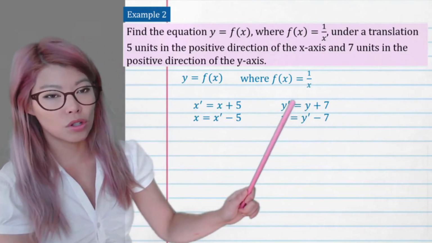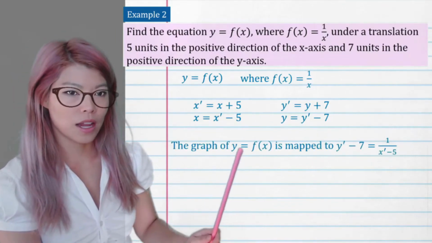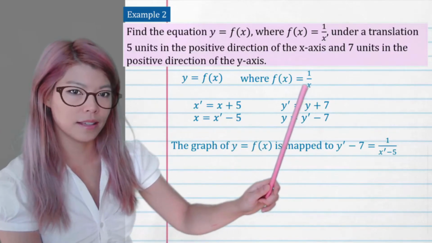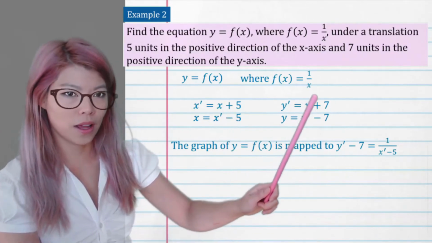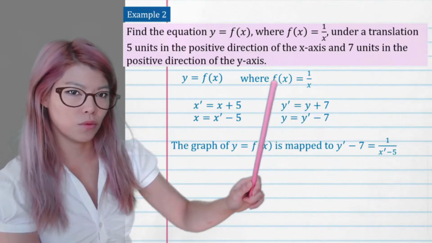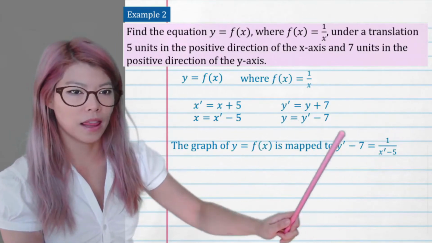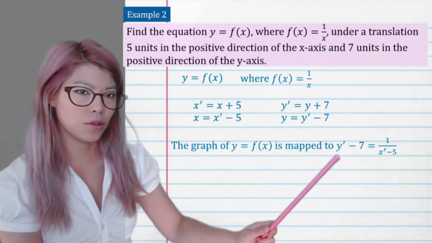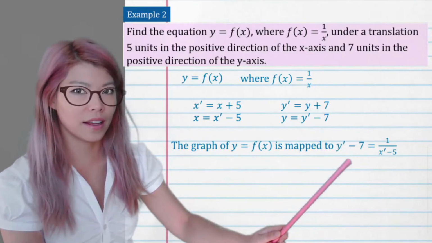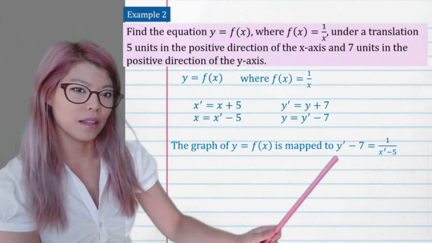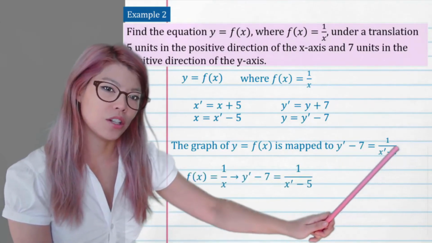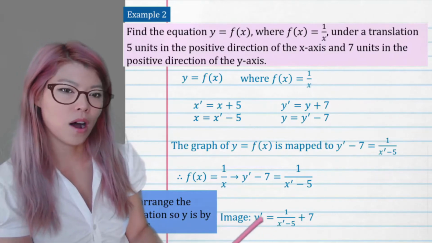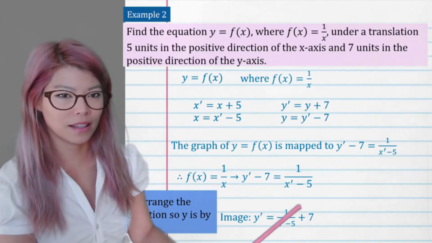Now we substitute into the equation. So x' - 5 will go where x is, and y' - 7 will go where y is. So then we obtain this. The graph of y = f(x) is mapped to y' - 7 = 1 over (x' - 5). More often we would rearrange that, so now we have the 7 on the other side. So we have y = 1 over (x - 5) + 7.